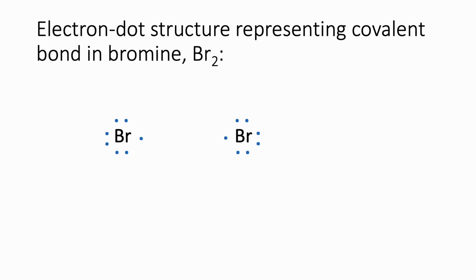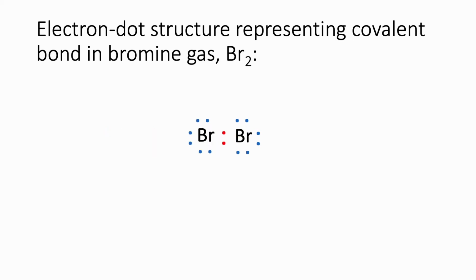So you can see that bromine does not have 8, it has 7, so it's missing 1 electron. And if you have 2 bromines that each need 1 electron, the way you can solve that is by forming a covalent bond. So you're basically going to share these 2 unpaired electrons.